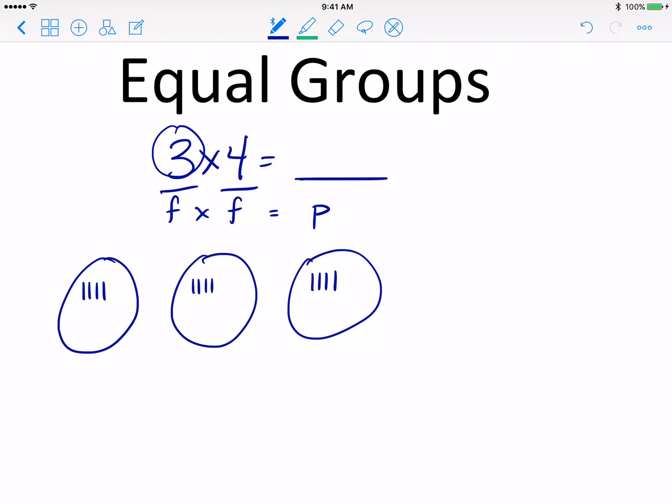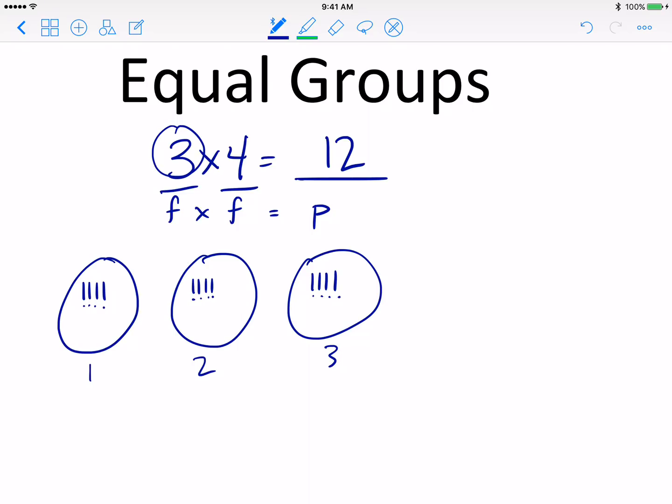A real-world example of this might be that a farmer has chickens and they're collecting eggs. So the farmer has 3 baskets, 1, 2, 3, and they put 4 eggs in each basket. How many total eggs does the farmer collect? So then we would know we have 1, 2, 3, 4, 5, 6, 7, 8, 9, 10, 11, 12. So the farmer would have 12 eggs total. 3 times 4 is equal to 12.